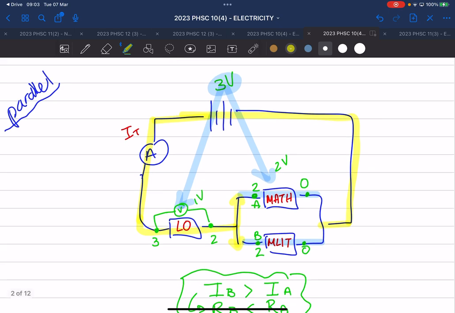Okay, I just want to ask again, does the current split up equally here? No, it depends on the resistance. If this has a higher resistance, fewer men will choose that path. If this one has a smaller resistance, more people will choose that path. Yes, Ntando?